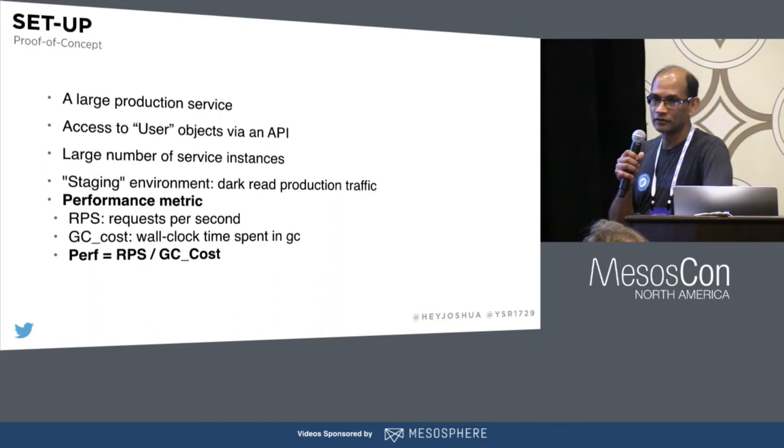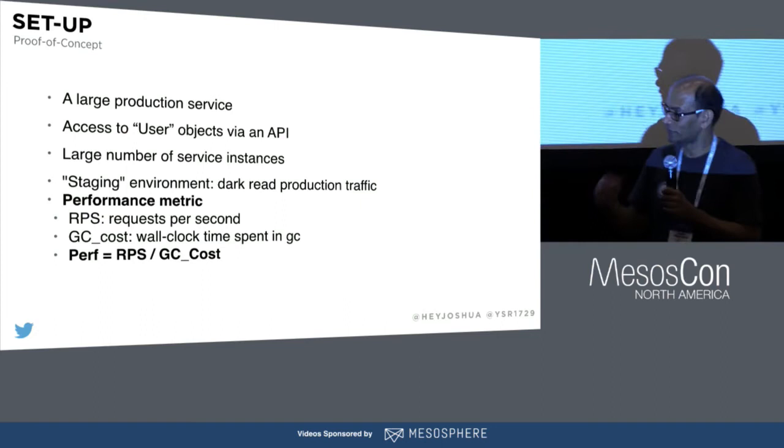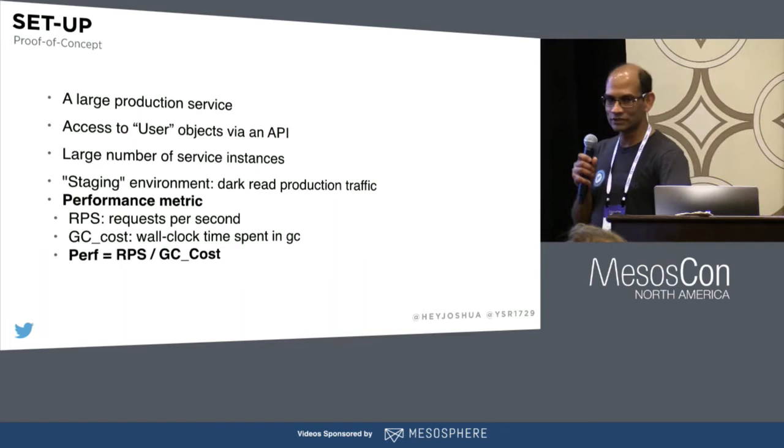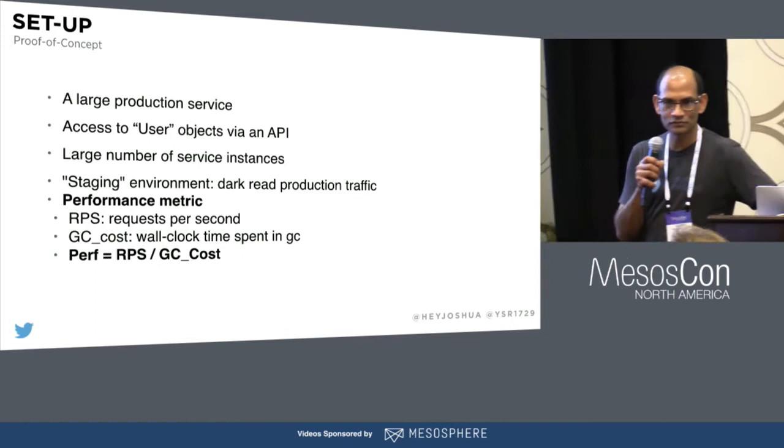We applied it in a staging environment. And the performance metric that we were optimizing for is listed over here. It's the number of requests per second divided by the GC cost. Intuitively, we want to increase the throughput of the system, and we want to reduce the garbage collection cost. What that means is the latency of your requests would be minimized while throughput is increased.